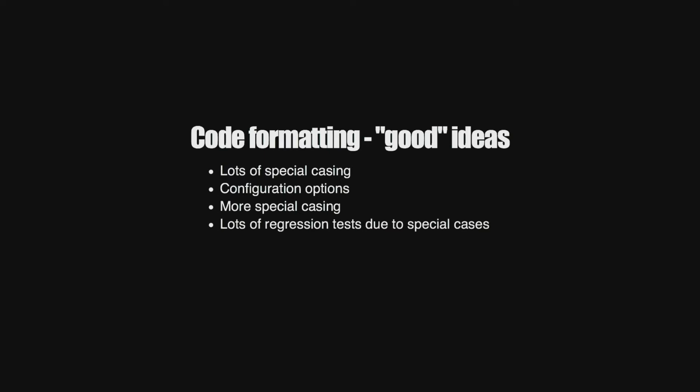So yeah, bad ideas. So let's go on to good ideas. Lots of special casing, some configuration options because people don't agree on how you should format code, more special casing, and lots of regression tests. I think we're up to 155 or so, roughly, right now. And then more special cases.